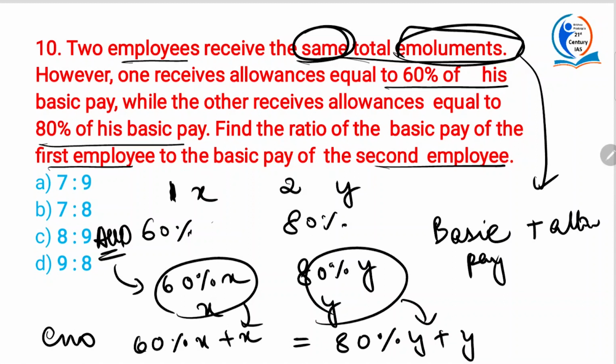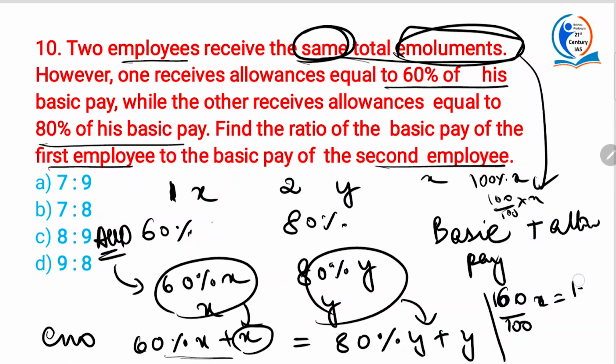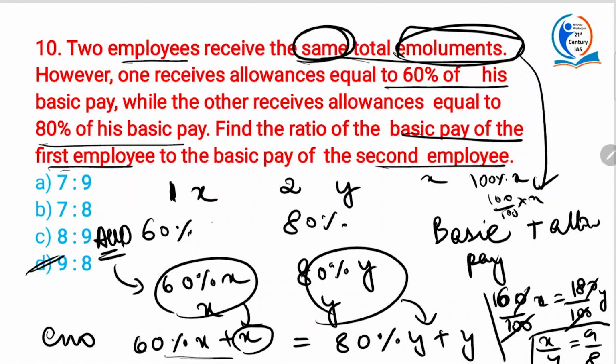You will get, see, every number is 100% of itself. If I write X or if I write 100% of X, it's the same thing. Okay, because 100 by 100 into X, it will become X. Okay, so this is equal to 160 by 100 of X is equal to 180 by 100 of Y. Alright, so X by Y is how much? X by Y is 9 by 8. Okay. Now, what did they ask? Find the ratio of basic pays of first employee to the basic pay of second employee. So, X is to Y is 9 by 8. So, this is the answer.